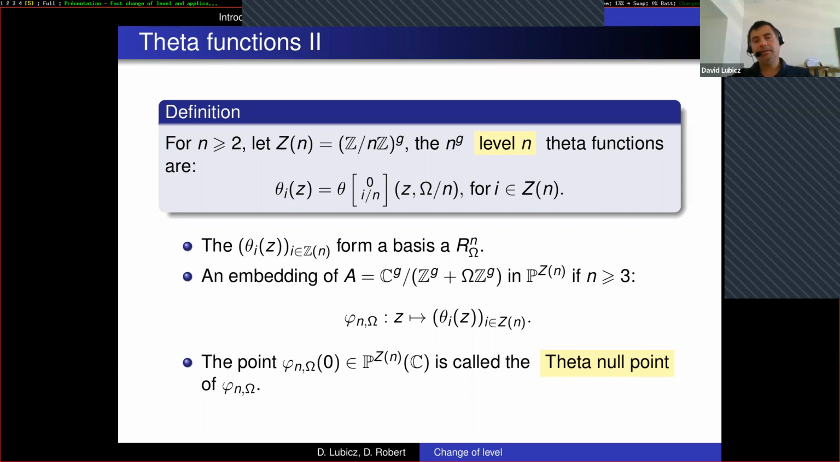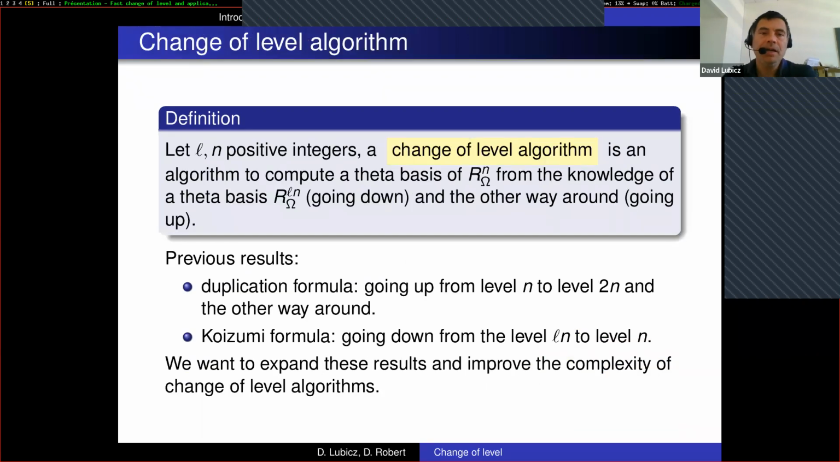And the image by this projective embedding of the 0 point of the Abelian variety plays an important role in the theory. It is called the theta null point. We will say more about this later on. So we have enough definitions to give you a first flavor of what I call a change of level algorithm.